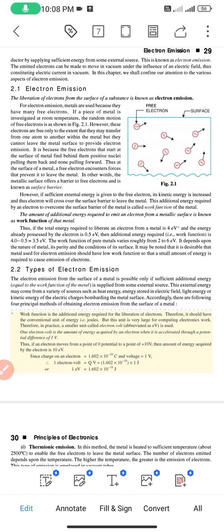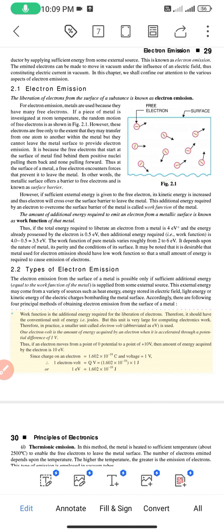What is an electron volt? One electron volt is the amount of energy acquired by an electron when it is accelerated through a potential difference of 1 volt. Thus, if an electron moves from a point of 0 potential to a point of plus 10 volt, then the amount of energy acquired by the electron is 10 electron volt.